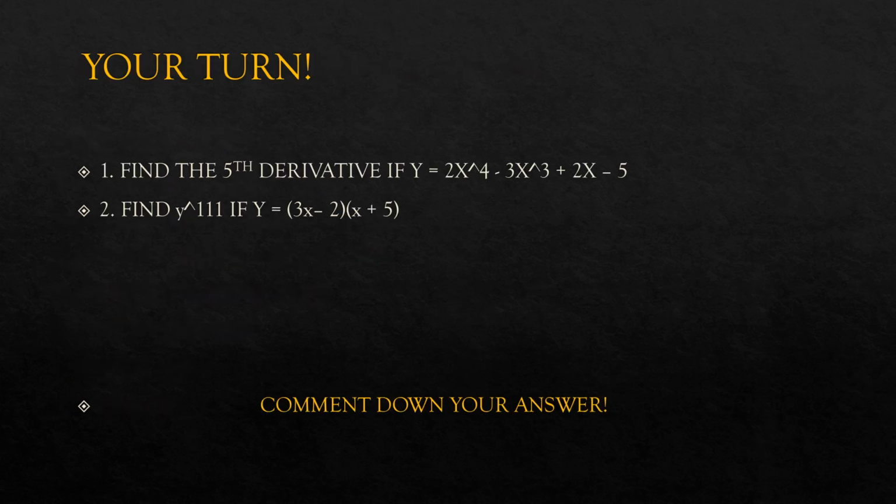So now it's your turn. Try to find the fifth derivative of the function 2x raised to 4 minus 3x raised to 3 plus 2x minus 5, and find the third derivative if the function is 3x minus 2 times the quantity of x plus 5. So comment down your answer and thank you for listening.